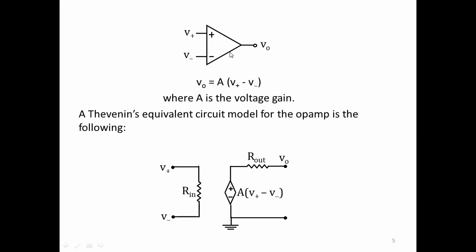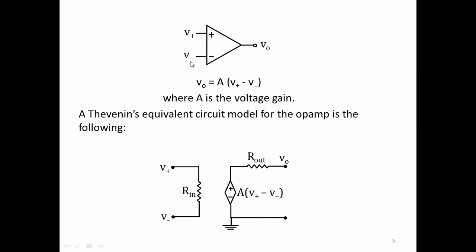Alright, this is the symbol for an operational amplifier. It's a triangle with 2 inputs, plus and minus, and 1 output. So we'll look at only a single output op-amp in this course. 2 output op-amp is kind of an advanced level circuit.